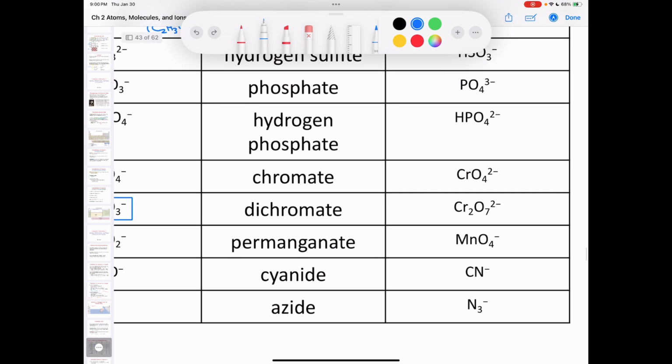Chromate and dichromate, so chromate is CrO4 2 minus, dichromate is Cr2O7 2 minus. Need to memorize both of these, of course. Permanganate is MnO4 minus 1, cyanide is CN minus 1, and then last we have azide, which is N3 minus.